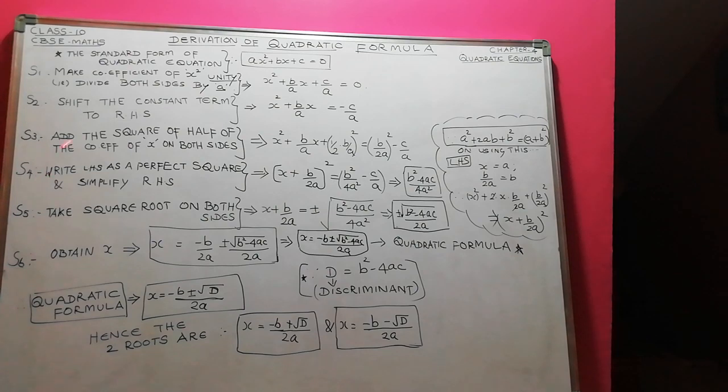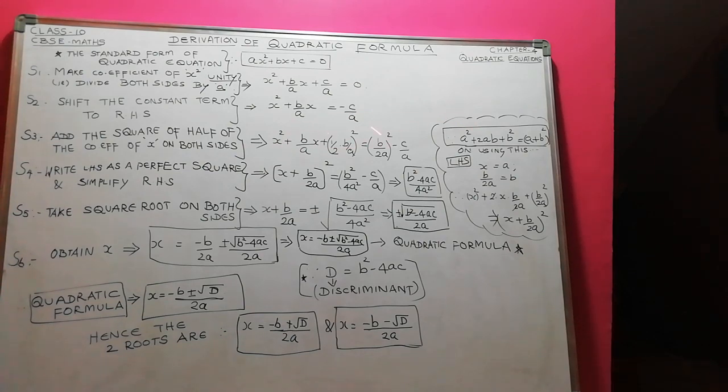Now step 4. Write the left hand side as a perfect square and simplify the right hand side. Now watch carefully, observe all the terms on the left hand side. You see x squared plus b by a x plus b by 2a the whole squared. It resembles the expanded form of a plus b the whole squared, that is a squared plus 2ab plus b squared. So what is here? a stands for x. And what does b stand for?